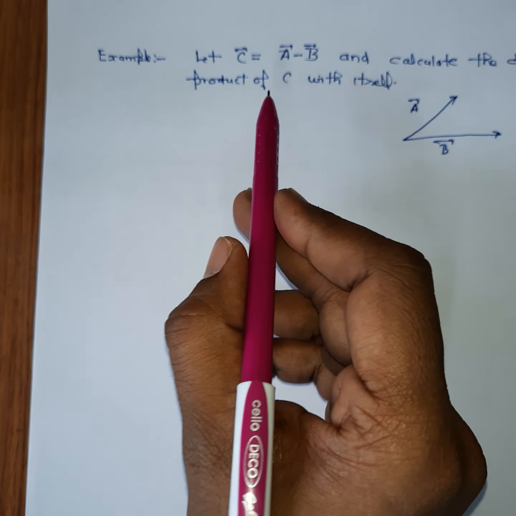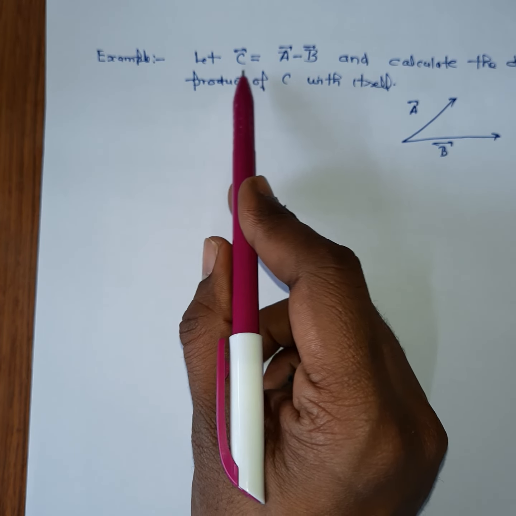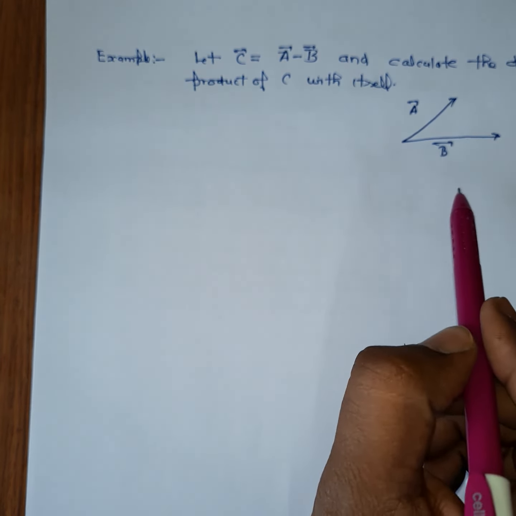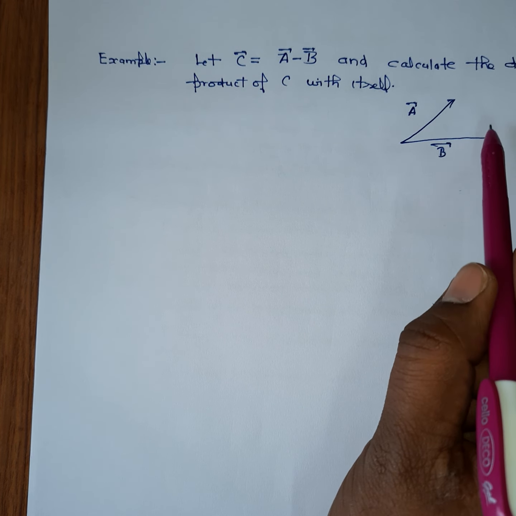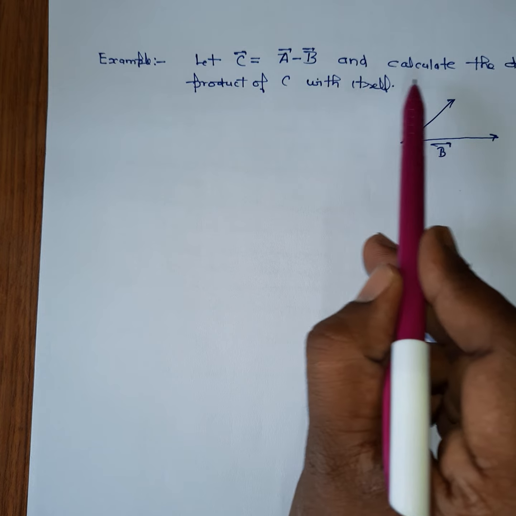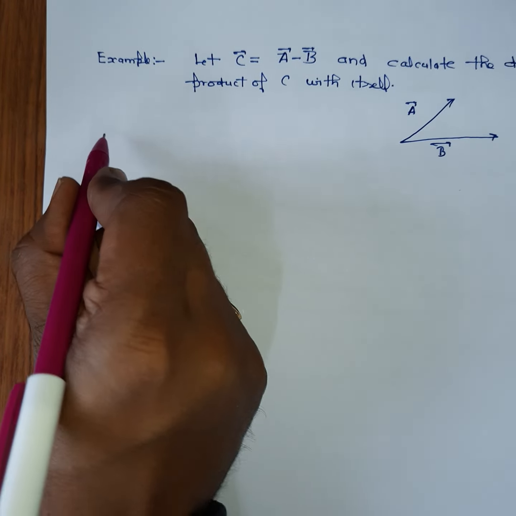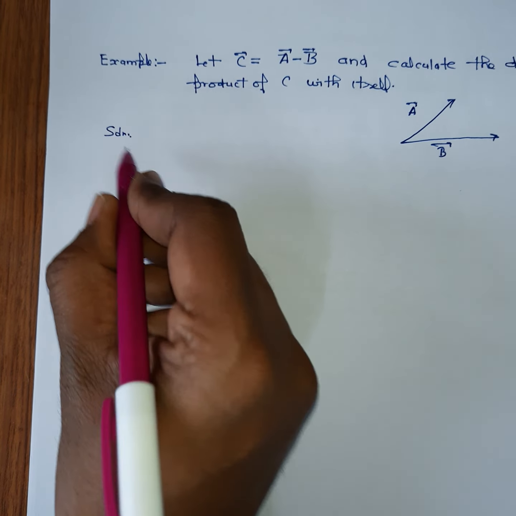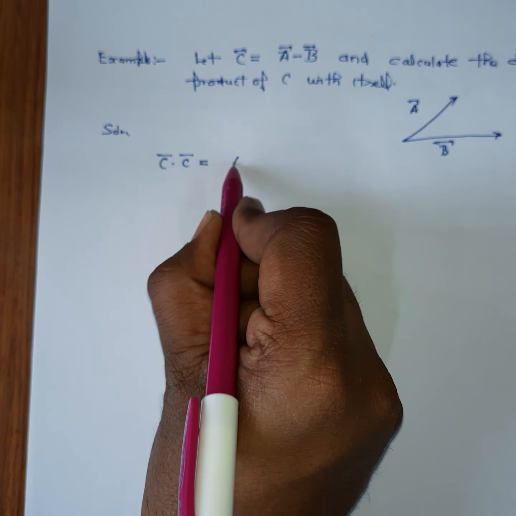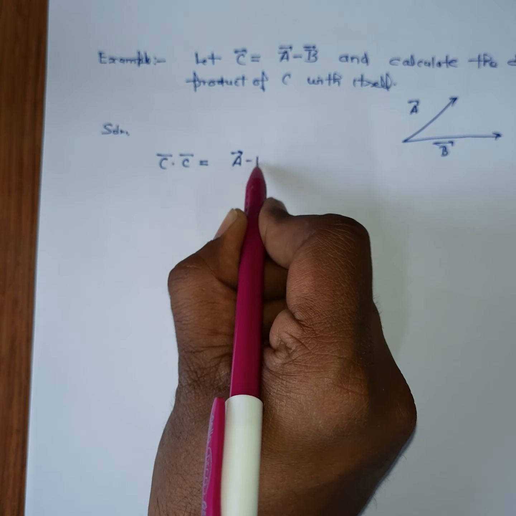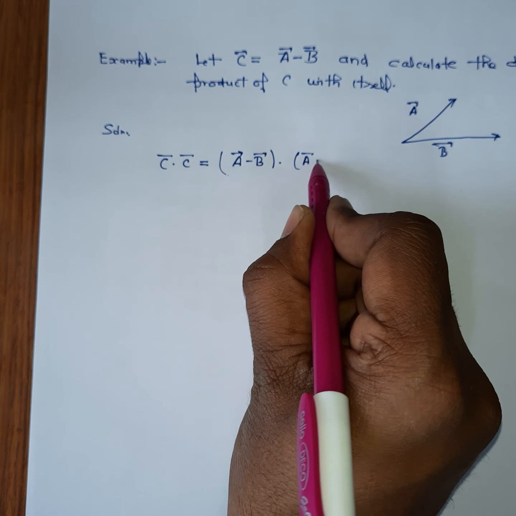Now let's do one problem on scalar product. Let C vector be equal to A vector minus B vector. So this is A vector and B vector, and your C vector will be like this. Calculate the dot product of C with itself. So how will you solve it? Let's do it. You have to take the dot product, C vector dot C vector, so you can write A vector minus B vector dot A vector minus B vector.